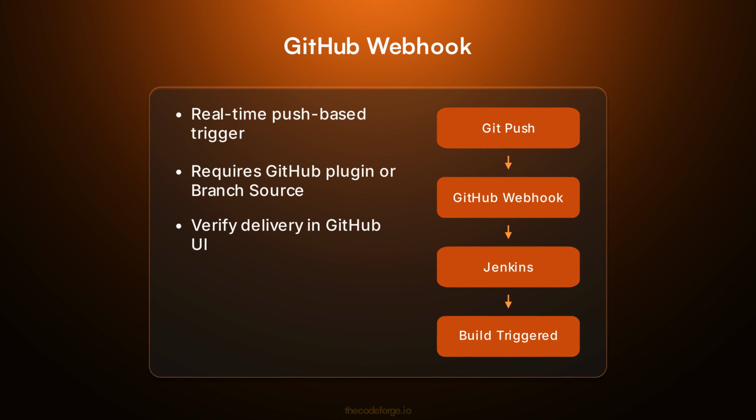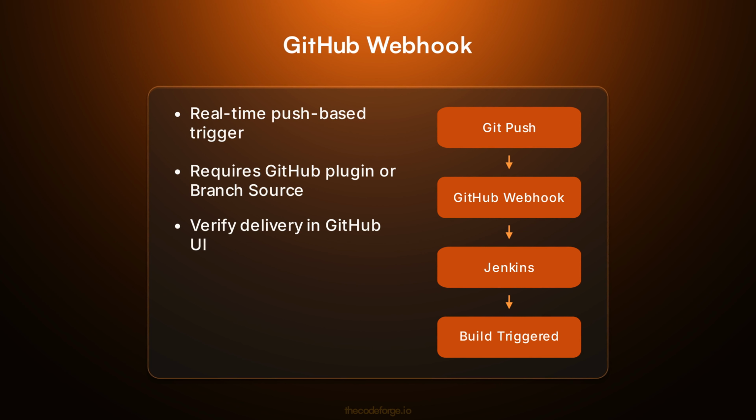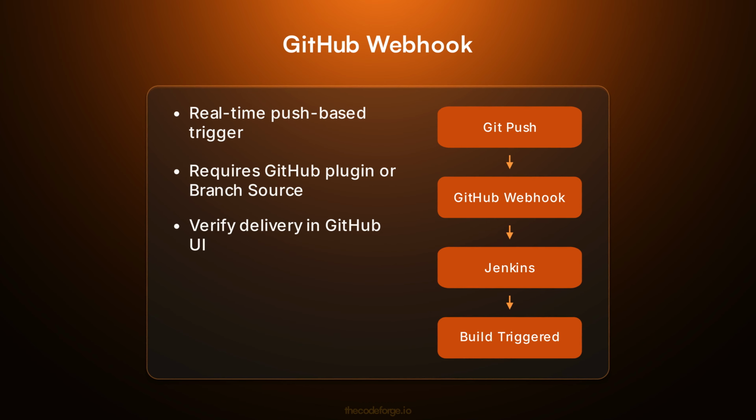GitHub Webhook trigger is the most common SCM webhook. When you push to GitHub, Jenkins receives a POST and triggers the appropriate job. For multi-branch pipelines, it's built in. Always verify webhook delivery in GitHub's Recent Deliveries tab.